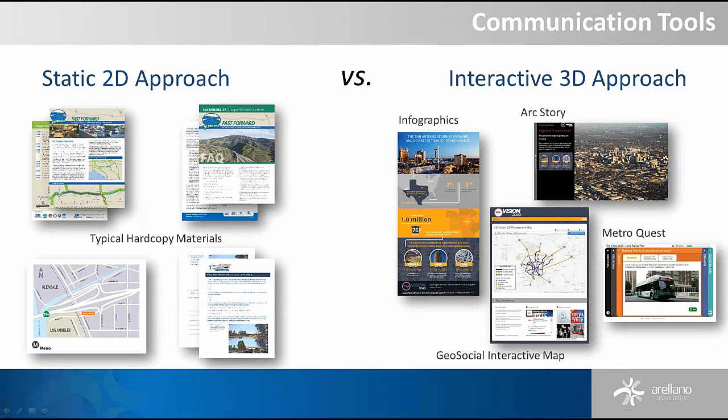The communication tools, the static approach is typically the things that you see in all projects, which are your standard fact sheets, your FAQs, maybe project maps, comment cards, and maybe a hard copy survey. The three-dimensional approach that you're seeing more and more of is infographics, where people are able to engage them. But there's also a lot of online tools like ArtStory, which we use for VIA, to tell a story about a given area so that people begin to understand what it is that they're looking at and understanding what the project's about, so that when they give you input, that it's valuable input.